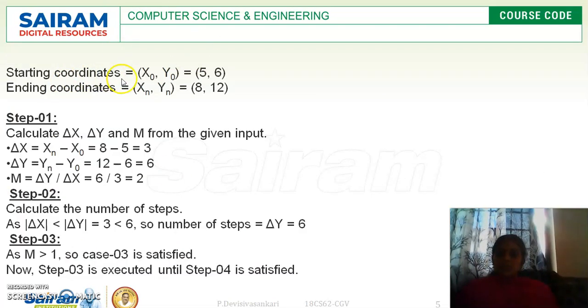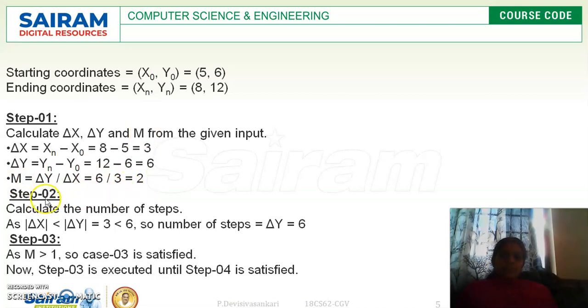So here the starting coordinates x0, y0 is 5 comma 6, and the ending coordinates xn, yn is 8 comma 12, right? So the very first step is we are supposed to calculate del x, del y as well as the m value, right? So here the del x value is 3 and the del y value is 6 and the m value is equal to 2. And this is the very first step.